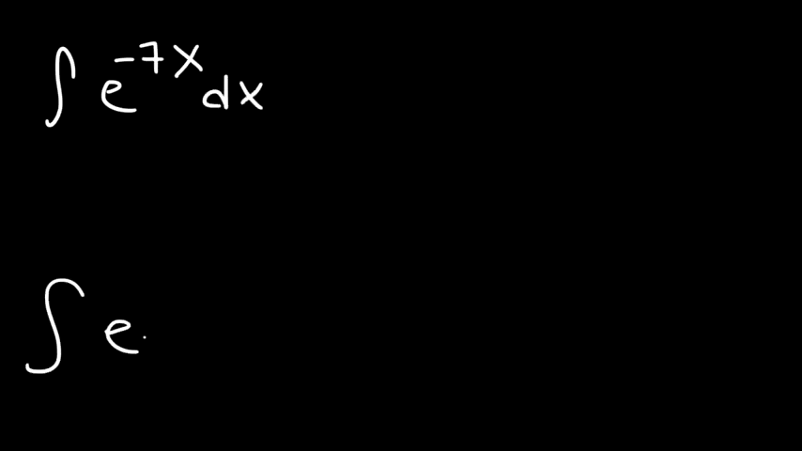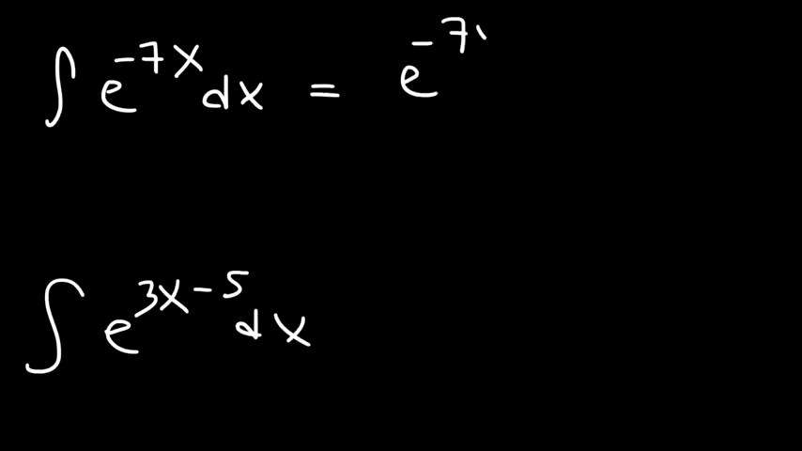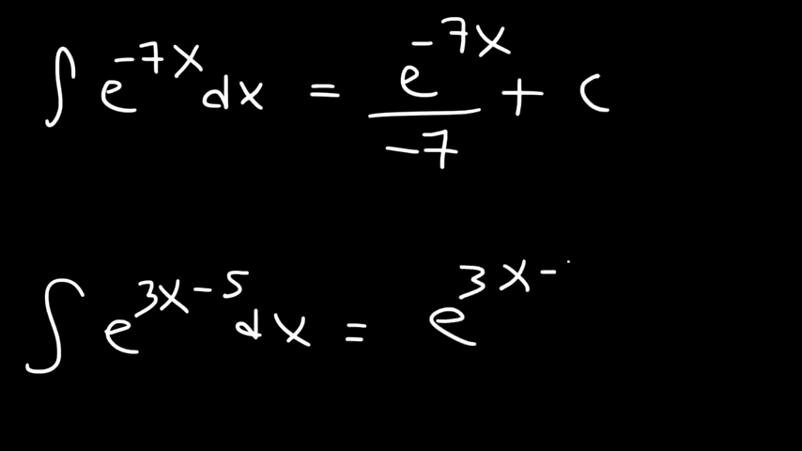And so that's it. Let's say we wish to find the integral of e to the negative 7x, and also e to the 3x minus 5. For the first one, it's going to be e to the negative 7x divided by the derivative of negative 7x, which is negative 7, plus c. And for the next one, it's going to be e to the 3x minus 5 divided by the derivative of 3x minus 5, which is 3.